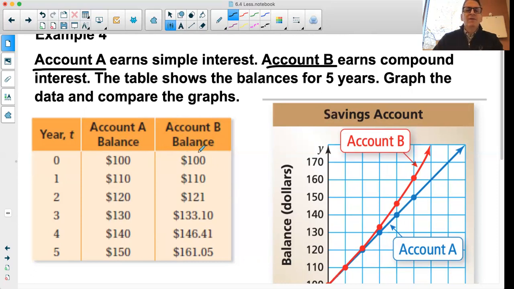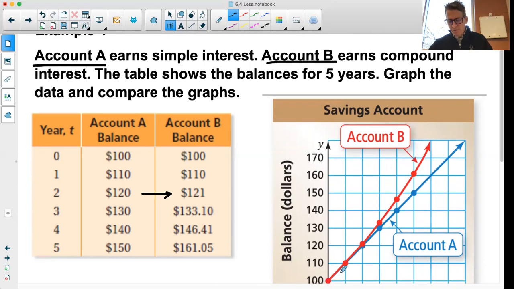After 0 years, the initial account is at $100. 1 year, 110, 2 years, 121. See where that compound interest comes in. You earn a little bit more interest because you're not just getting it on the initial deposit, you're receiving interest on the deposit plus interest earned. So it really starts to grow. After 5 years, you're up over $11 more for that deposit of $100.